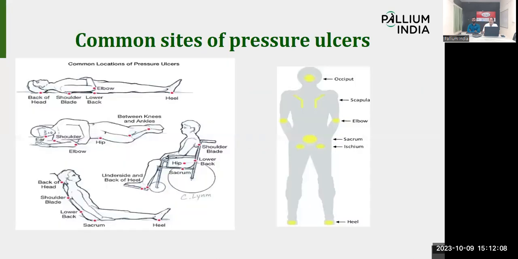Then what are the common sites of pressure ulcer? The image is already given. What are the common locations of pressure ulcer if the patient is in a supine position, in a side-lying position, in the Fowler's position or in the wheelchair, right? Whenever the patient is in the wheelchair, what education do we provide to the wheelchair patient in order to prevent bed sore?